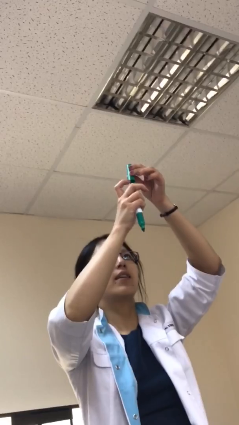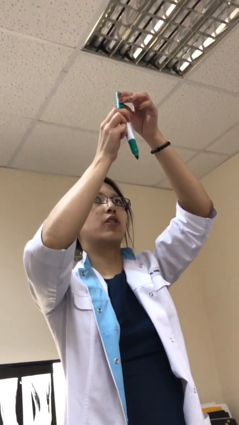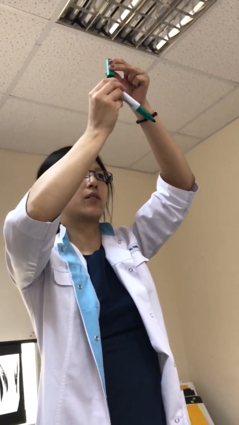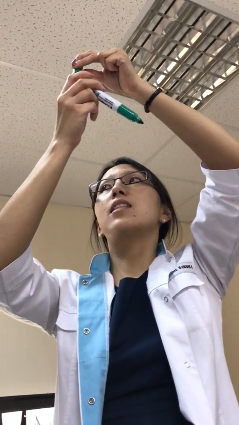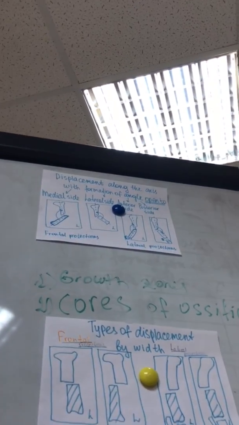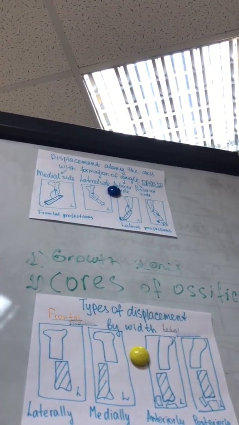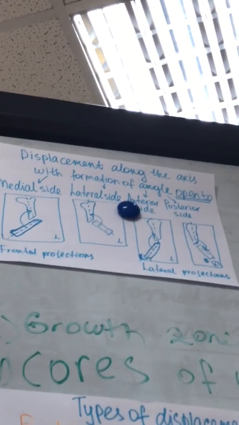For example, if here is a fracture line and this fragment is going here, it's displacement along the axis with formation of angle open to the medial side. If, for example, this is a left femur again, here is the right femur again, and this fragment is going here, displacement along the axis with formation of angle open to the lateral side. Yes, this was a frontal view.